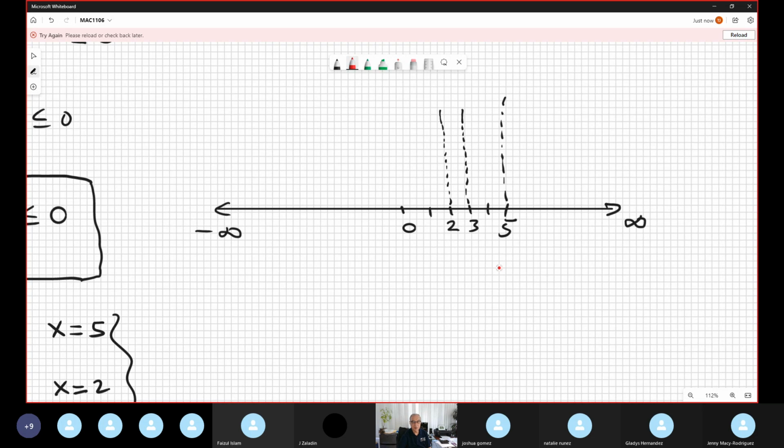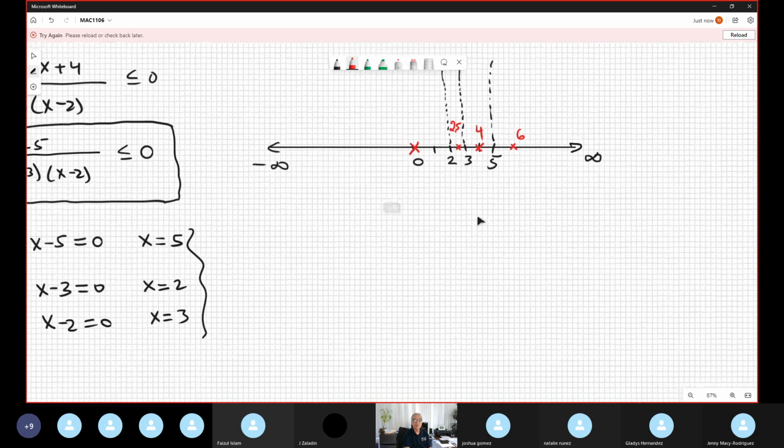Let's select the testing points: maybe 0, fantastic, I like it. In between 2 and 3, 2.5. In between 3 and 5, 4, why not? And after 5, 6.